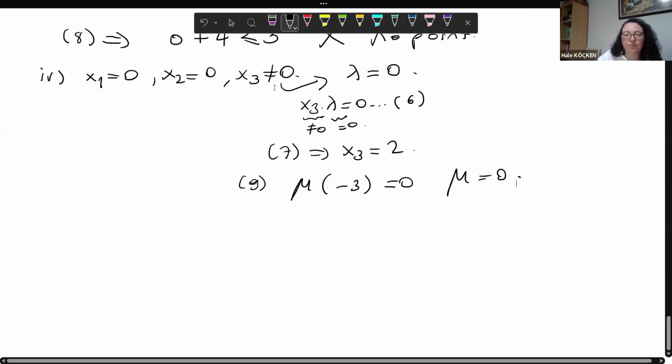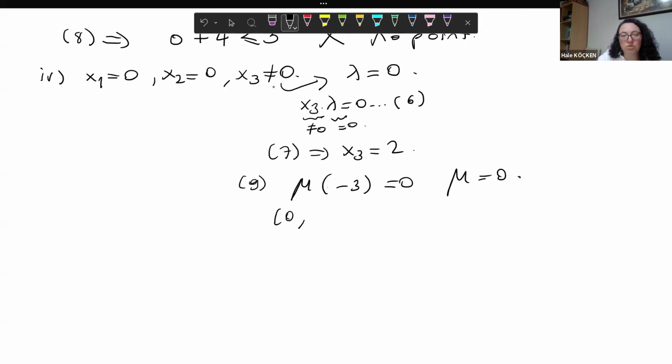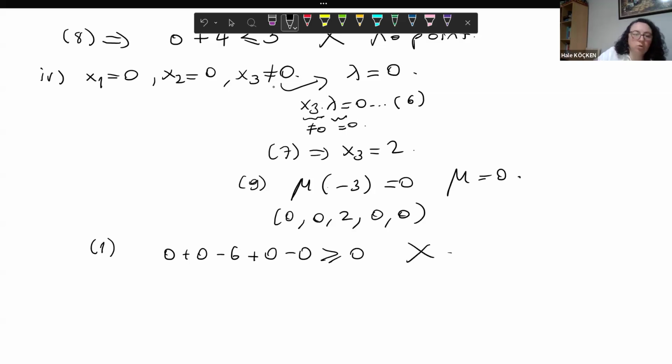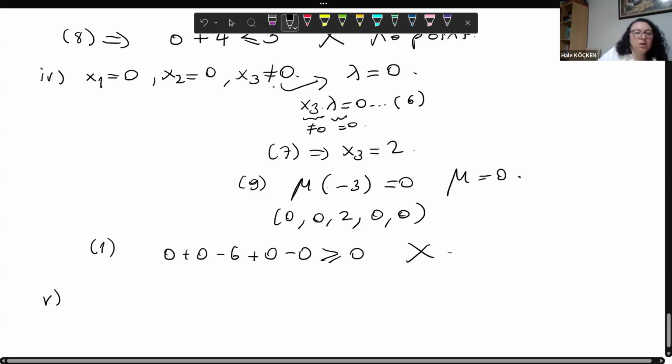I found a point, maybe. 0, 0, 3, 0, 0. Let me check. The first inequality: 0, 0 minus 6 plus 0 minus 0 is greater than or equal to 0 or not. Cross out, no point. Next case.